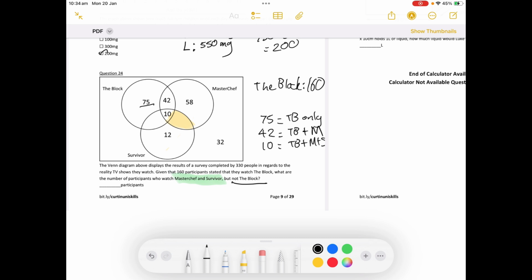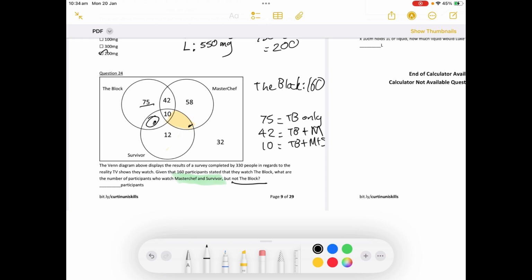Now the only number I don't know is how many people are here, okay? So how many people watch just The Block and Survivor? And the reason I want to know that is because I know that 330 people watched TV shows and they were surveyed, and I know 160 of these people watched The Block. So I need to find this number here, and then afterwards I have every number in this Venn diagram except for this one, which is the one I need to find out.